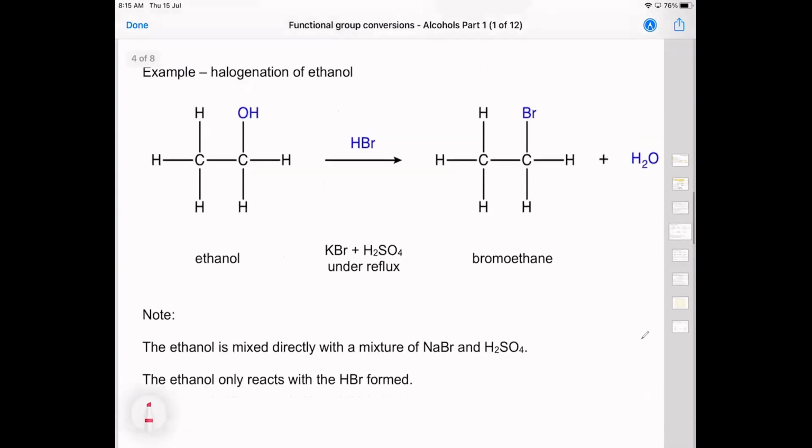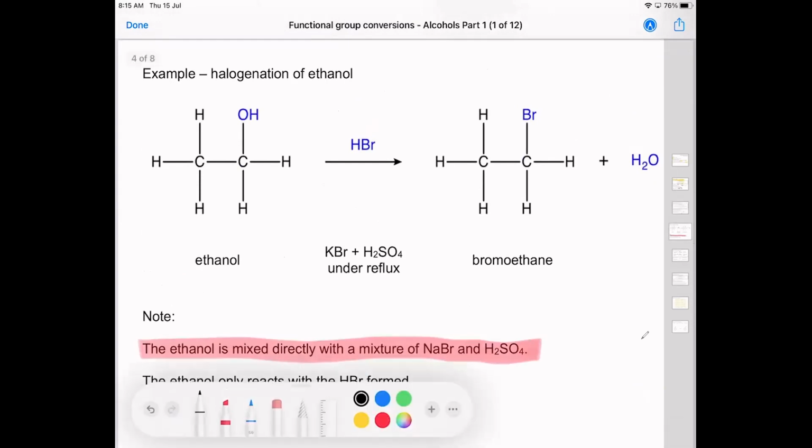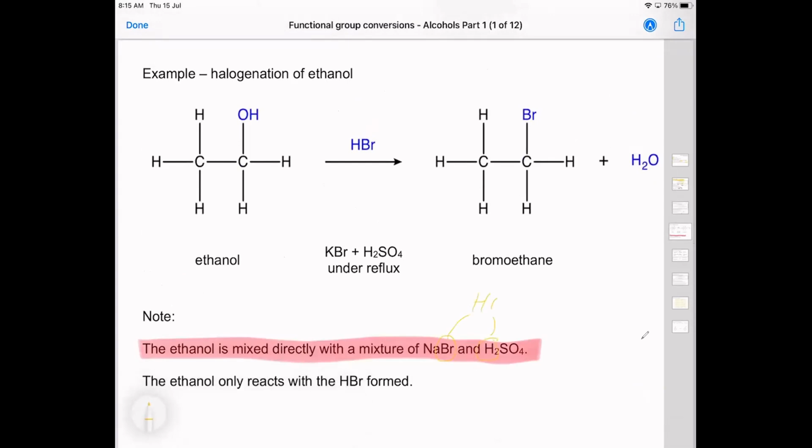So in this example here, the ethanol is mixed directly with the mixture of sodium bromide and sulfuric acid. And if you remember, those two are going to combine. I want the bromine from there, I want the hydrogen from there, and those two are going to form the HBr. Sorry, the yellow is a bit dull, I can't see that. Let's use red. That's the HBr, and that's the HBr that's going to react over there.